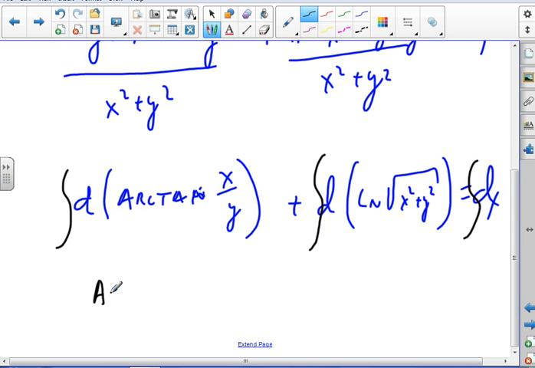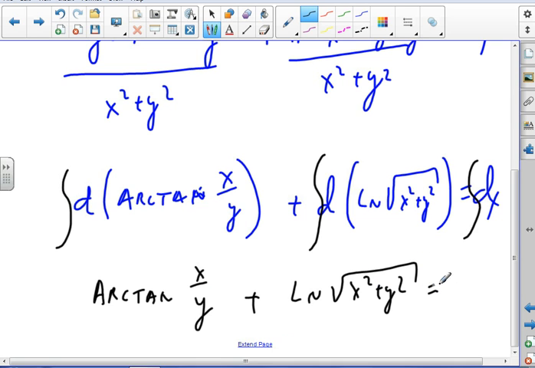And I can have arctangent x over y plus the natural log of the square root of x squared plus y squared is equal to x plus c. The integral of 1 dx would give me an x. So I got x plus, I still have a constant of integration I have to throw in. Now again, I'm not going to waste my time trying to get that into y is equal to something. That's going to take a miracle. Not to mention a big piece of paper.